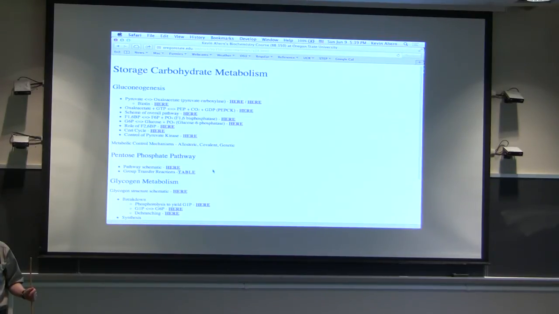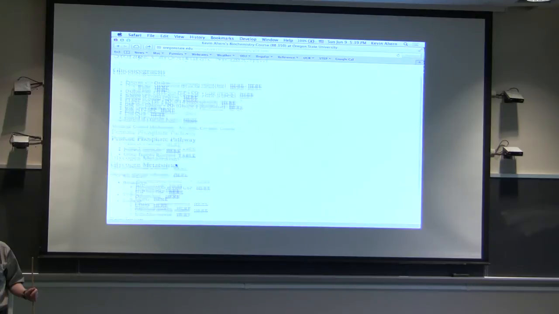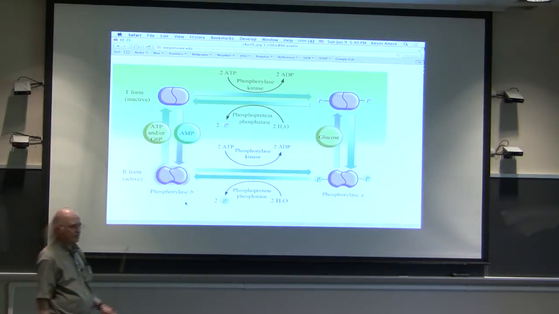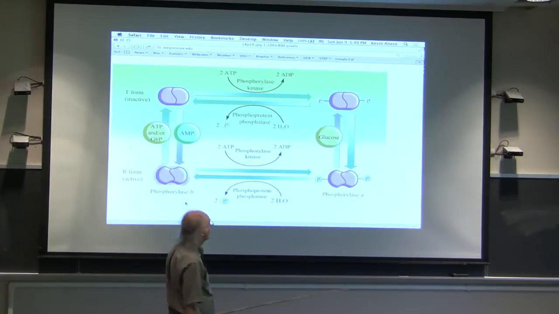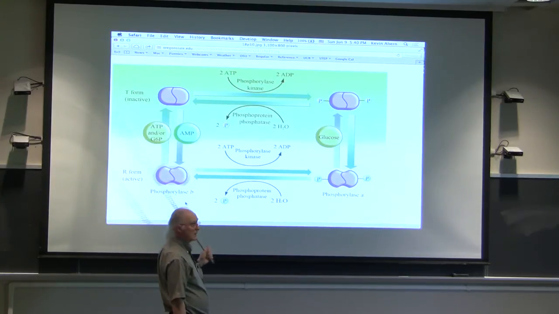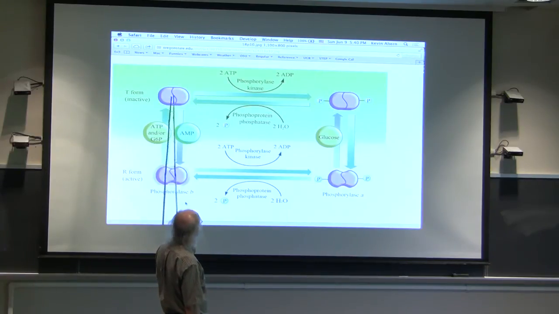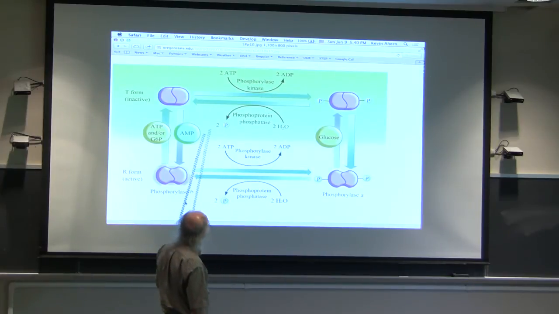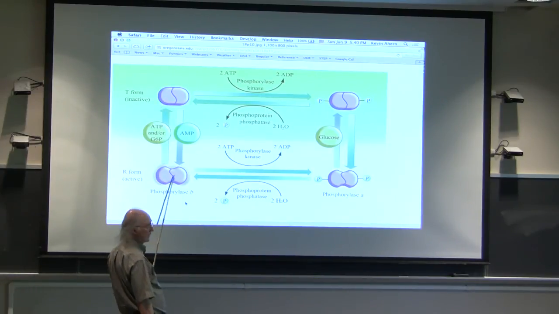Okay. So control is down here, and here. This is the thing you're talking about, right? Here are the four states of the enzyme. You've got the enzyme with no phosphate or with phosphate, and you've got the enzyme in either the T state or the R state.